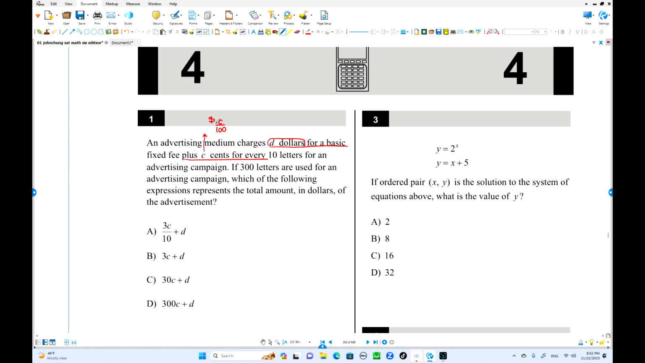Okay, for every 10 letters, this amount is what? For the 10 letters, one letter is how much? Divide by 10 again, right? So C over 100 divided by 10 is what? One more zero there, okay? So each letter is charged what? C over $1,000.